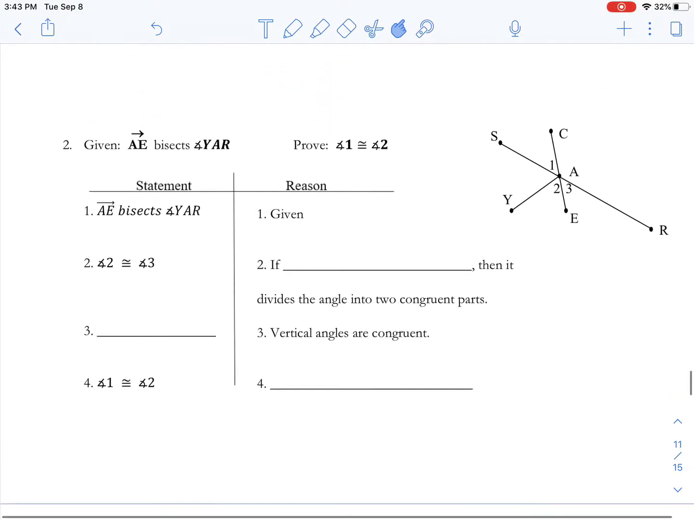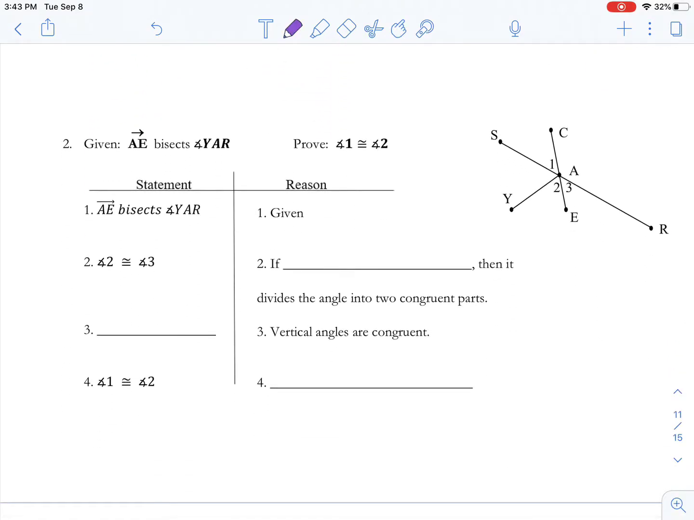So let's try number 2. There's a lot going on here. The diagram looks kind of confusing, but we'll take it step by step. They did give us one piece of information, so we're going to write that in the statement column. Notice ray AE bisects angle YAR, so we write that down here with a given. Ray AE bisects angle YAR, given. We know that's true because it's given. So now what?